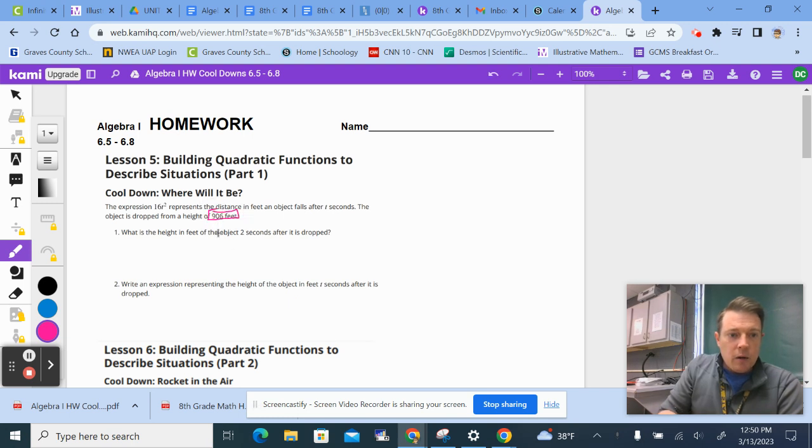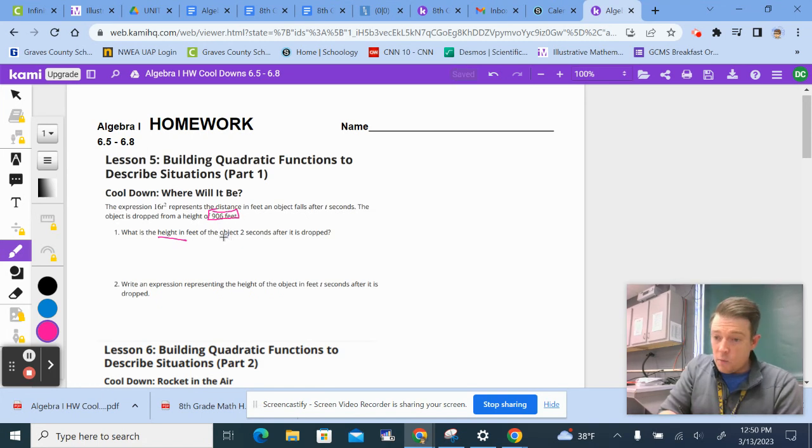So we learned that if they ask us what the height is, we're going to have to subtract the distance that we find from our expression from the starting height. If they ask us how far it has fallen, we don't have to do that. So this one asks us the height at which it is. So we're going to start with 906.